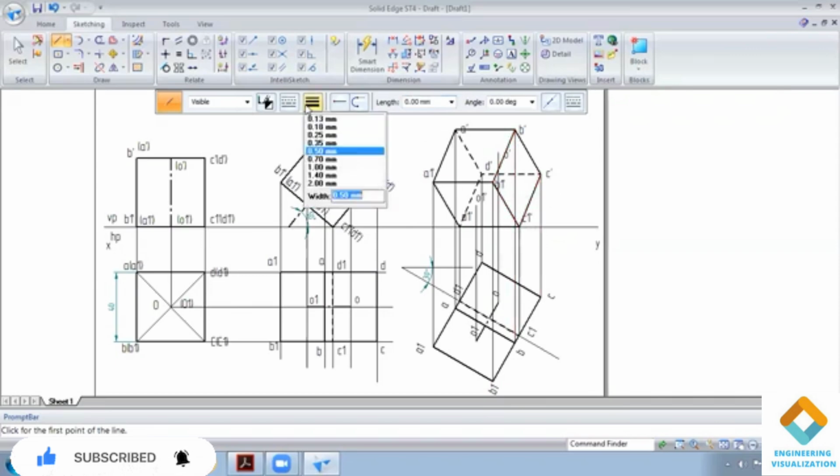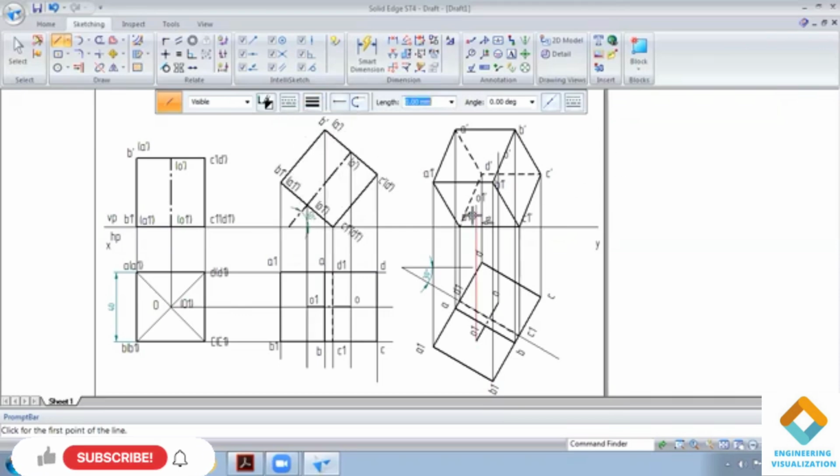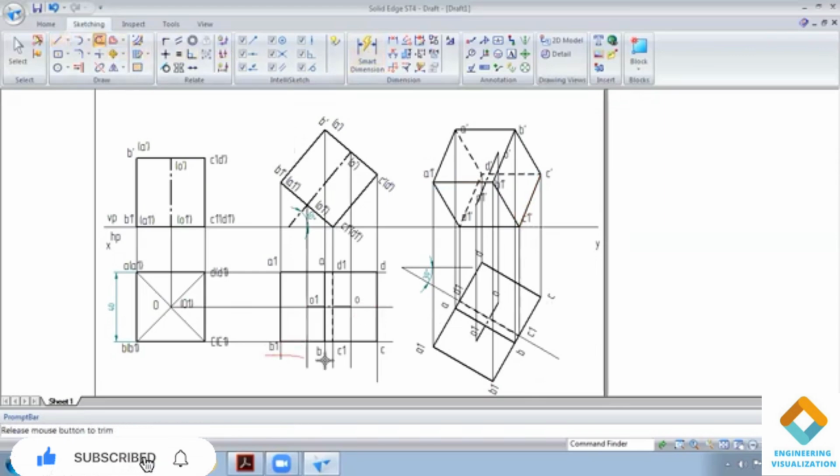Okay, finally we have an axis. Okay, so this completes the problem.